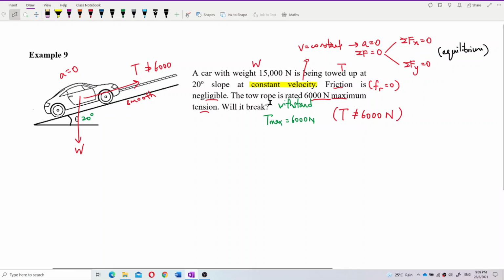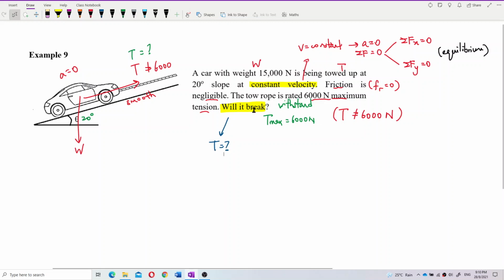Now, will it break? To know whether it can break or not, we need to investigate the value of tension, so then we can have a conclusion. We need to know what the value of the tension is. It's not 6,000, we don't know the tension yet. We need to find out the tension.